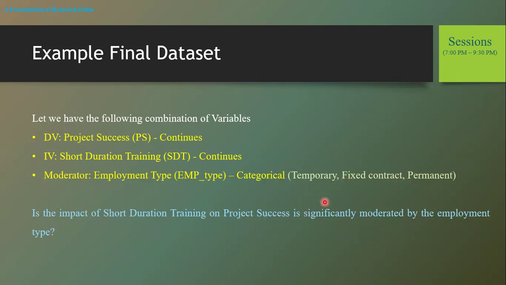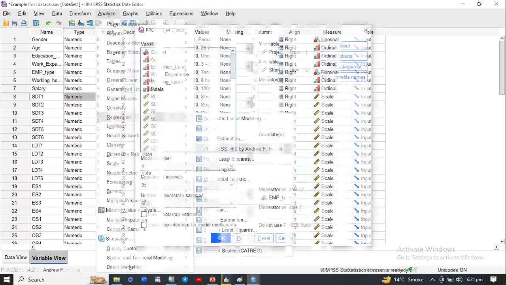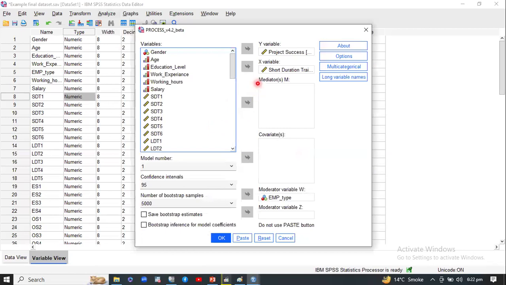So there are a lot of things that we need to do. We go to Analyze, we go to Regression, we go to PROCESS version 4.2 by Andrew F. Hayes. We need to put our dependent variable in the Y variable category, our independent variable in the X variable category, and our categorical moderators in the moderator variable W category.